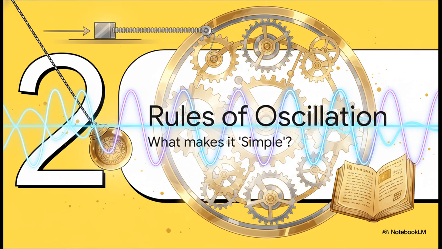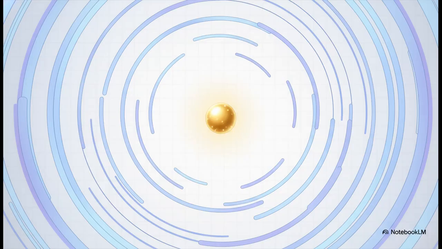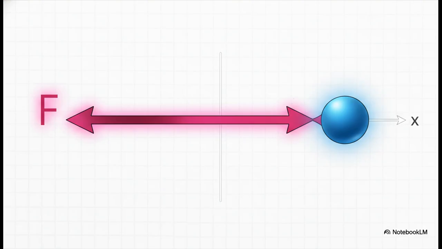So what's the secret sauce? What's that one special rule that makes this dance the universe's absolute favorite? You know, you'd think something so fundamental would be super complicated, but it's not. It all boils down to just one single elegant rule. That's it. This is the secret recipe we've been looking for. And there it is. F is proportional to negative x. So what on earth does that mean?